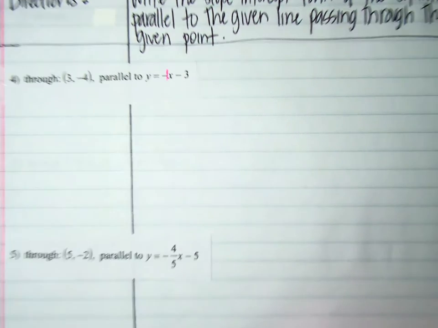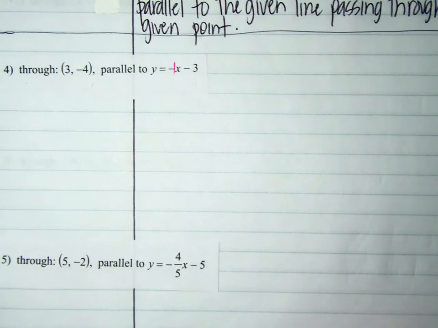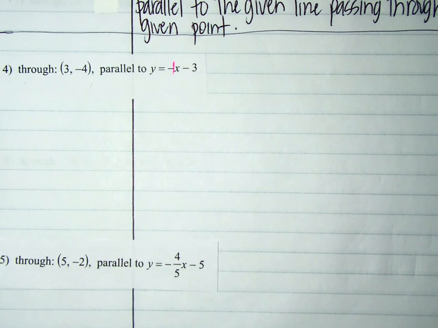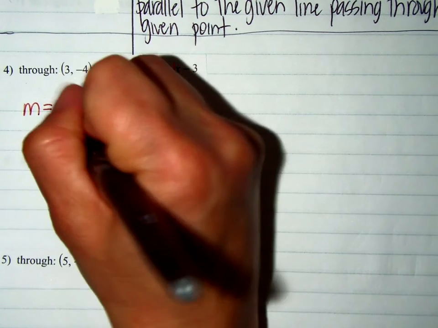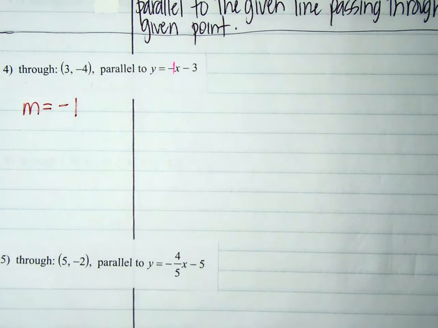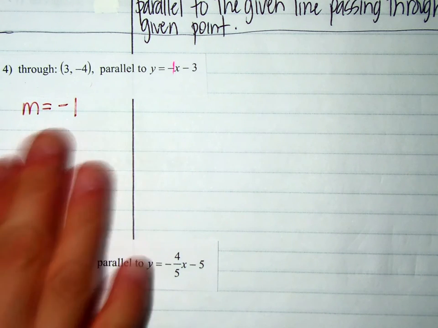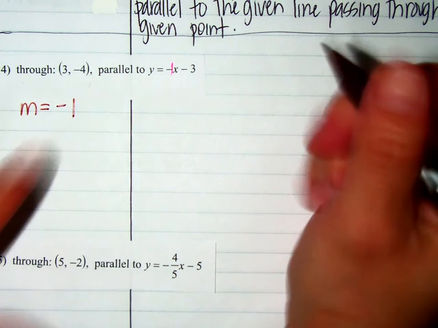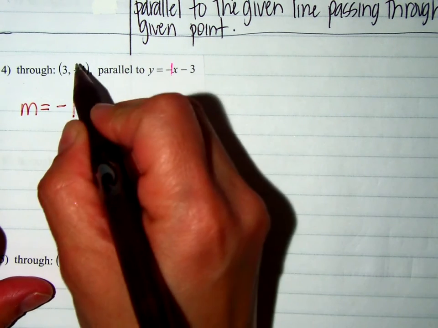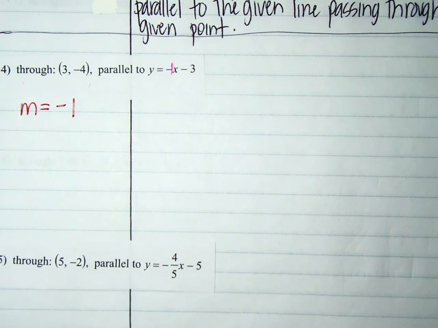Okay, I'm going to zoom in just a bit. All right, so first let's identify the slope. And the slope of this equation, I'm going to call it m, is negative 1. Now for this exercise, I don't have to make this a fraction. All right, so now I'm going to use the point we are given and the slope, and we're going to put it into the point-slope formula.